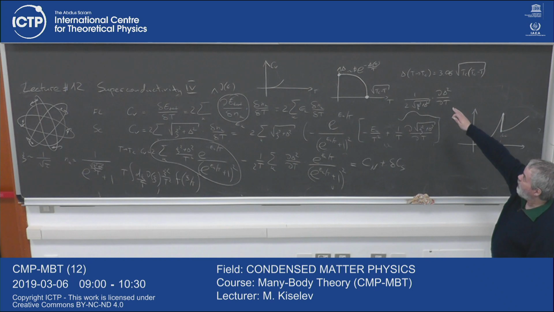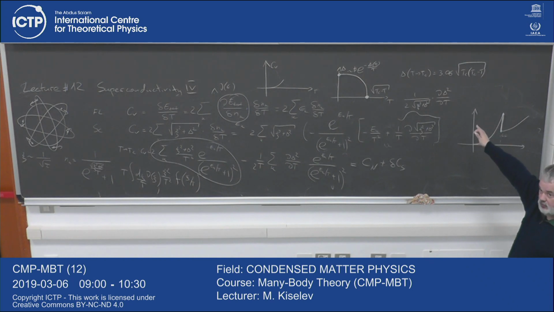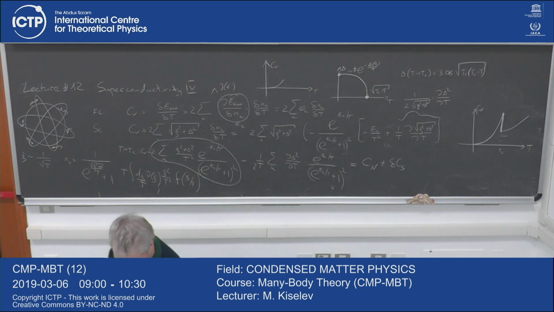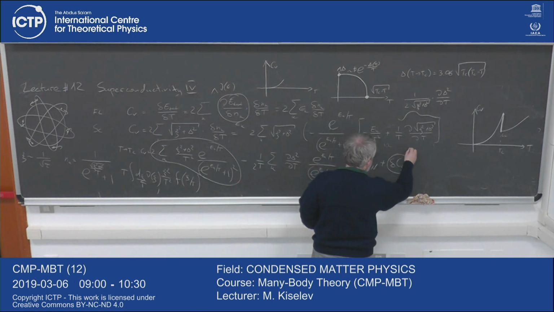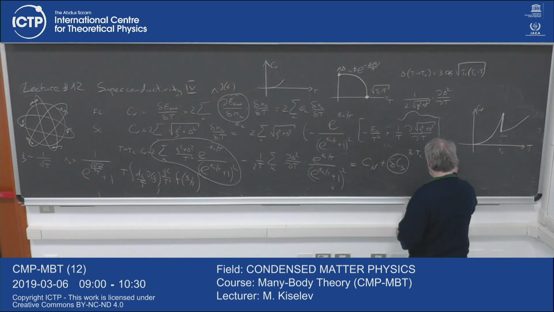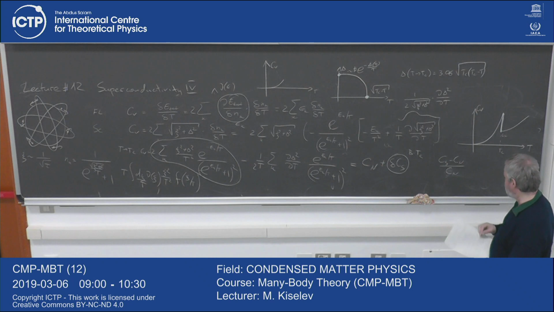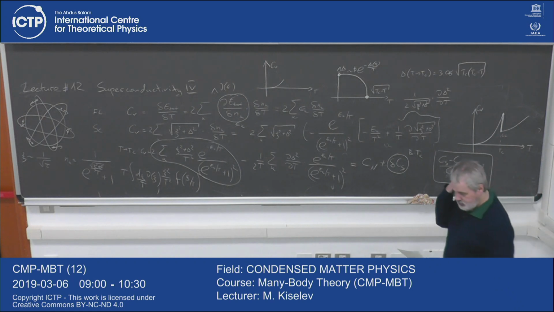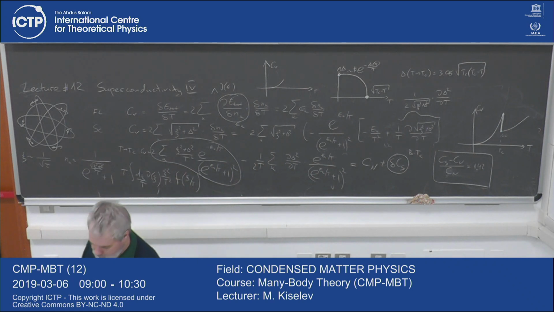And d delta square over dT at Tc is just a number times Tc. So what we got is a jump in the specific heat, which is characteristic for the second order phase transition. So this delta Cs is just some coefficient b times Tc, and I can write down that Cs minus Cn over Cn, this is the value of the jump, is equal to 1.42. So the relative jump is just a number, and again this is characteristic for the second order phase transition.